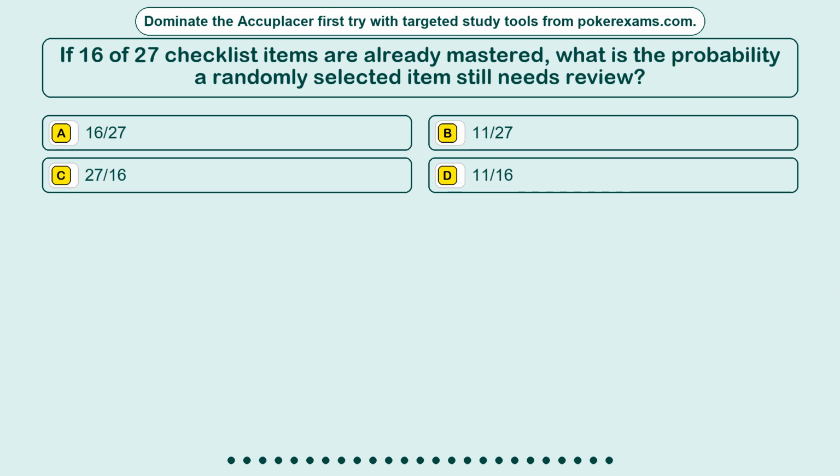Question 10. If 16 of 27 checklist items are already mastered, what is the probability a randomly selected item still needs review? Option A, 16/27. Option B, 11/27. Option C, 27/16. Option D, 11/16.